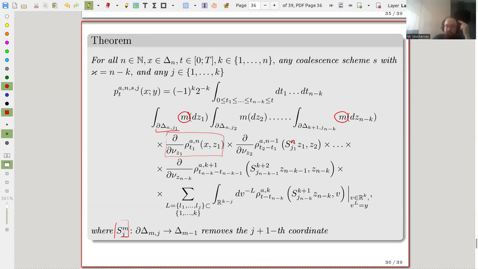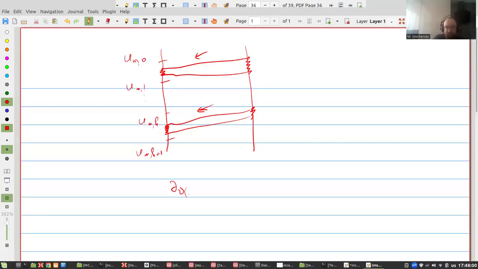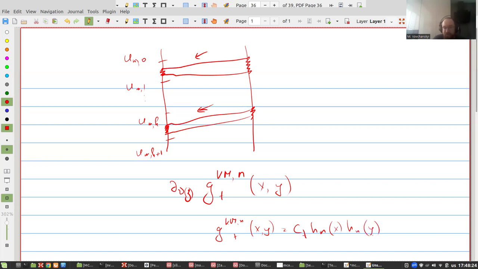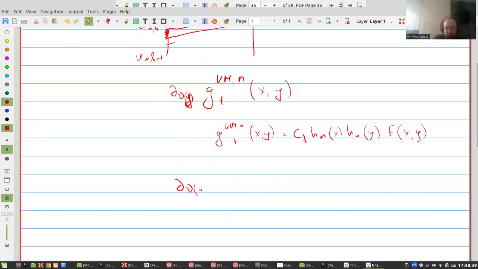And in the case of the Karlin-McGregor determinant, we have something like the Karlin-McGregor determinant of n, t, x, y. This is some constant depending on t, the Vandermonde determinant of x, the Vandermonde determinant of y, and some function of x and y. And now, if we try to push this derivative onto this determinant, obviously, it simply goes here.